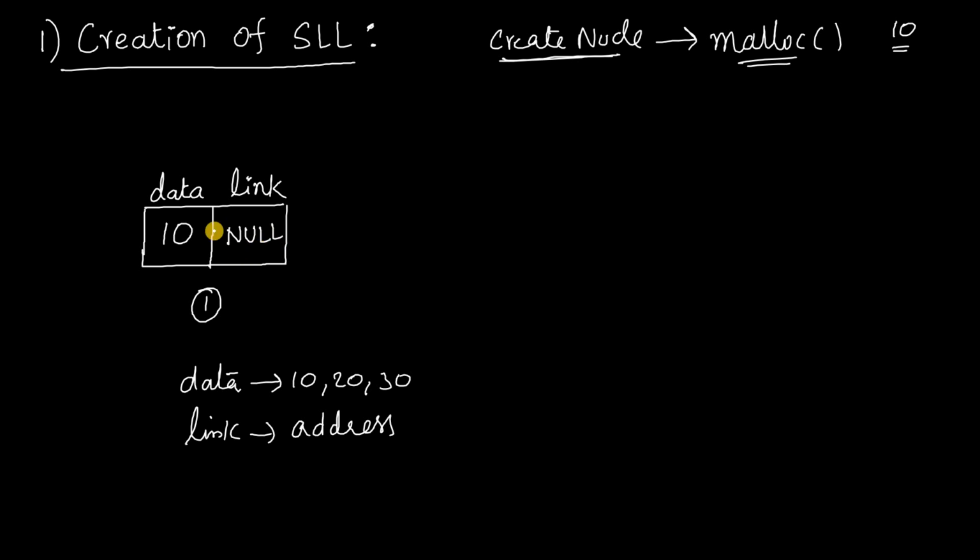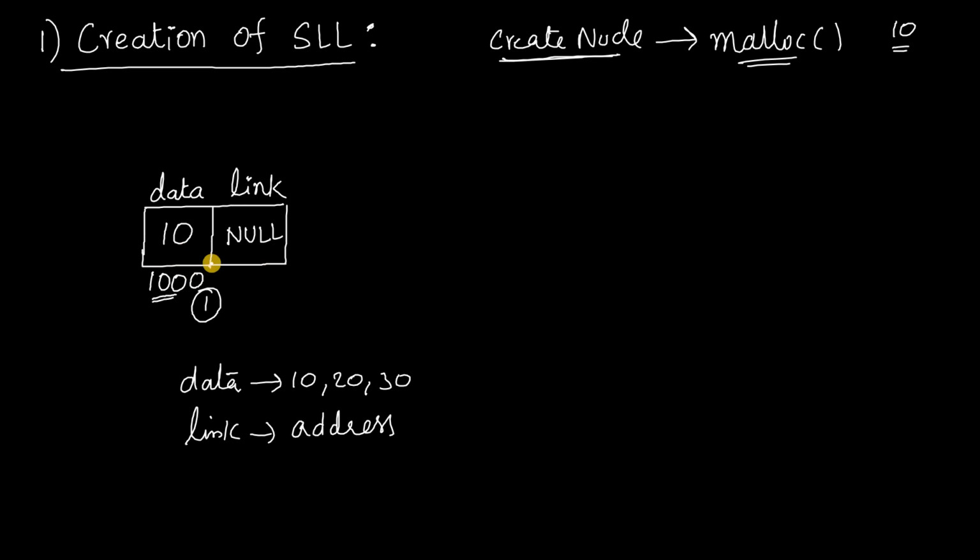Okay, and at present in our list there is only one element, that is 10. And remember, every node will have some address. For example, the address of the first node is 1000. Generally these addresses will be in hexadecimal format, but for simplicity I am writing in our normal integers. But remember, all these addresses will be in hexadecimal numbers.